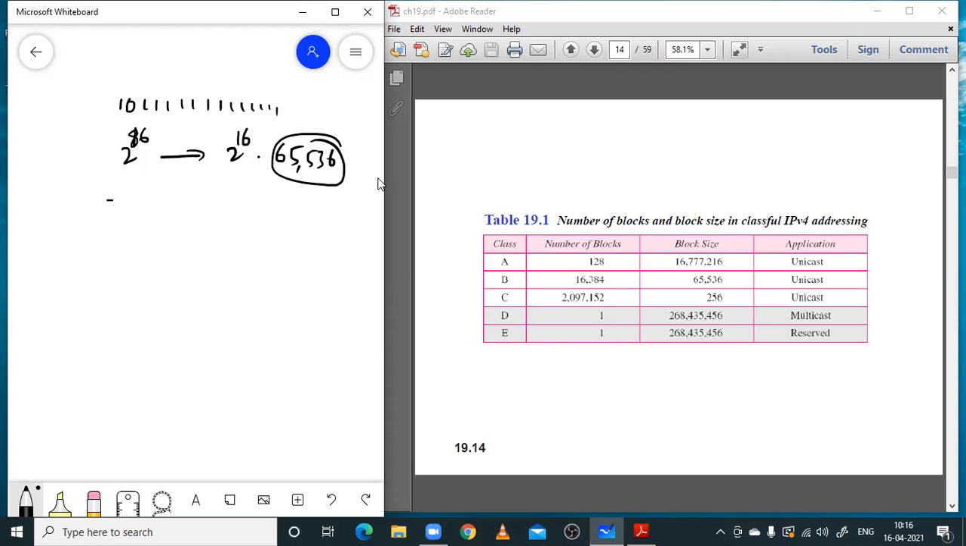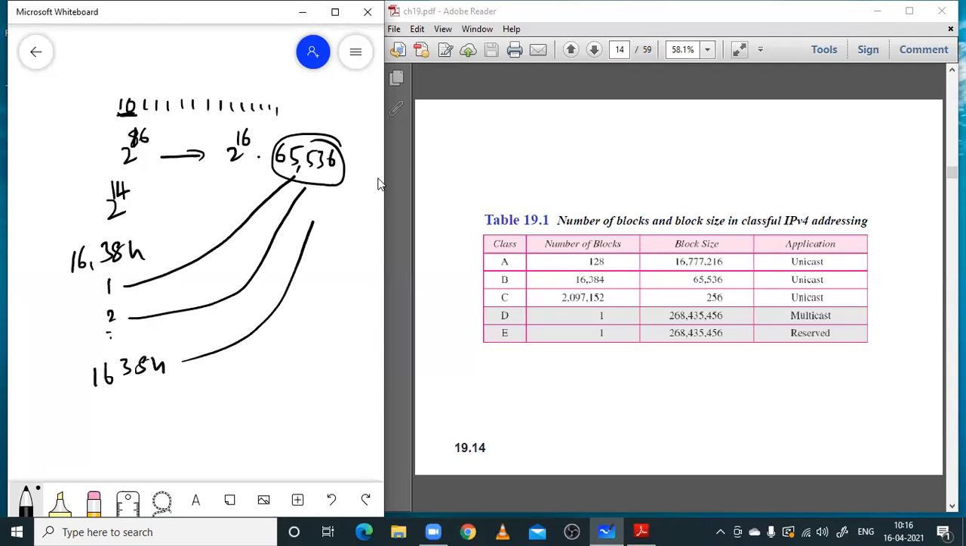Out of 2 power 16, we have only 2 power 14, so 2 bits have already been considered. The remaining 2 power 14 network IDs are there. 2 power 14 network IDs are nothing but 16,384, so from 1 up to 16,384 network IDs. Each network ID will contain 65,536 host IDs.